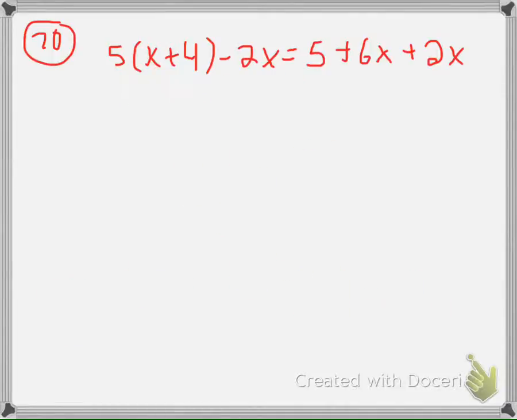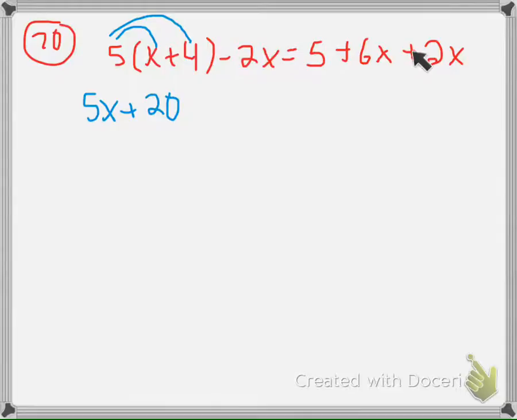this in 9th grade. So number 70 is 5 times the quantity x plus 4 minus 2x equals 5 plus 6x plus 2x. So the very first thing you ever want to do is get rid of the parentheses, because remember, order of PEMDAS, and P is the parentheses. So to get rid of the parentheses, I have to do what's called distributing. I have to do 5 times x and 5 times 4. So I'm going to do that first. I have 5x, because 5 times 1x is 5x, plus 5 times 4 is 20.